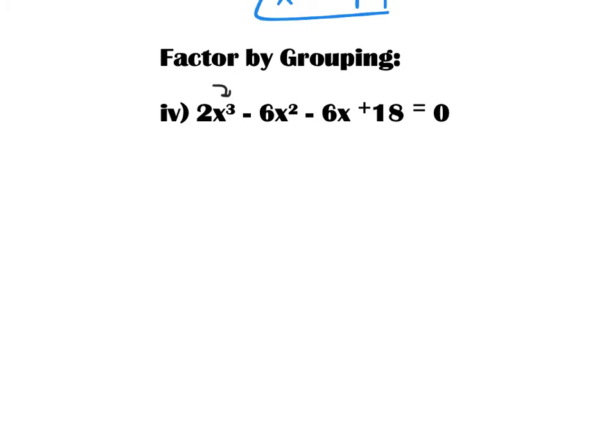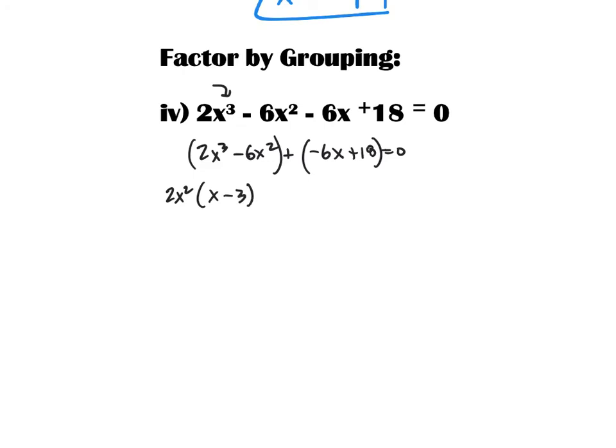So what I'm going to do to solve this is I'm actually going to rewrite it. I'm going to rewrite it as 2x cubed minus 6x squared plus a negative 6x plus 18 and set it equal to 0. And watch how I group these terms. Okay, so I'm going to grab the first 2 terms, turn that into one grouped term, as well as the second 2. And in the first one, I'm going to factor out a 2x squared. That leaves me with x minus 3.